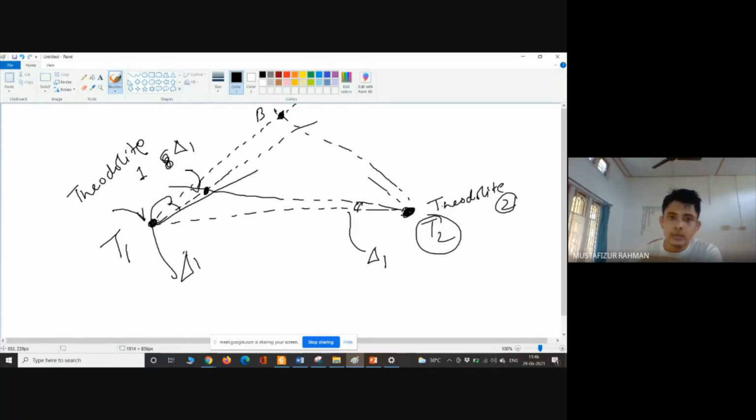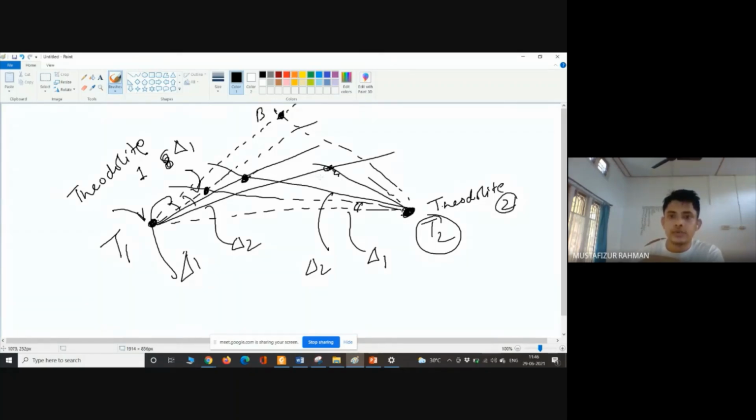Then the next angle will be delta 2. And from here also, we will have the next angle delta 2. The intersection point will give us the location on the curve. Similarly, the next delta 3, this point. Okay. So this way, we will get the different points on the curve by two theodolite method. So in two theodolite, we are here at T1 point, looking towards B point or the intersection point, giving angle delta 1, delta 2, delta 3 like this.